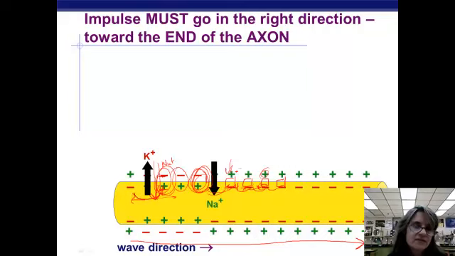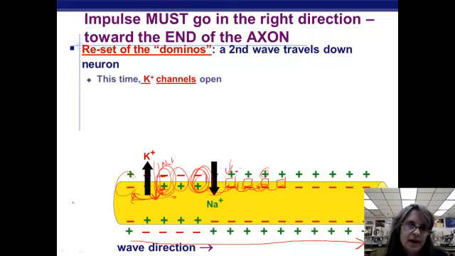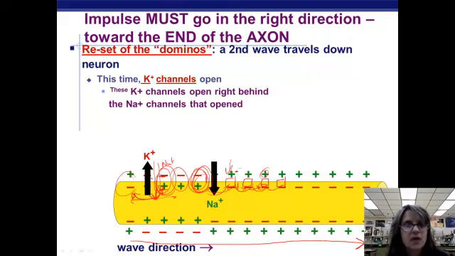How do we prevent it from flowing this way? Why doesn't it flow backwards? Well, here's why. There is another type of channel at work. In order to make sure we don't flow backwards, we're going to have potassium channels also be stimulated to open. These potassium channels, because of the opening of the sodiums, will open up right behind them. They are also embedded all along this neuron, these potassium channels, K+ channels.